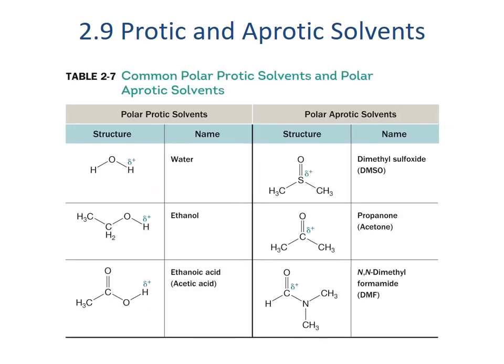Here are some of the most common polar protic solvents and polar aprotic solvents. The polar aprotic solvents are usually these specific molecules, so the three shown on the right. But think of the polar protic solvents as examples of functional groups, alcohols and carboxylic acids. We could have ethanol be a polar protic solvent, but we could also have methanol or propanol, and any sort of carboxylic acid can also function as a polar protic solvent.